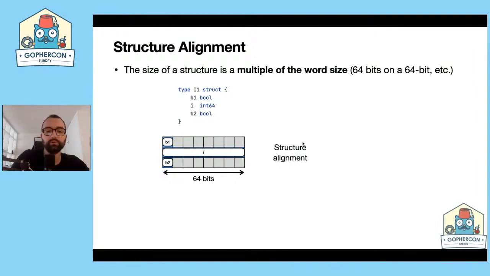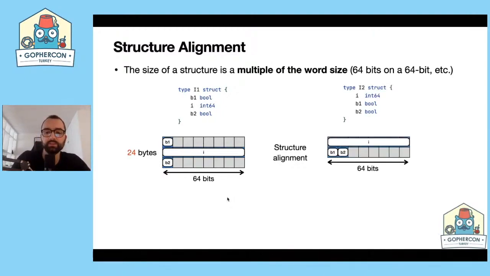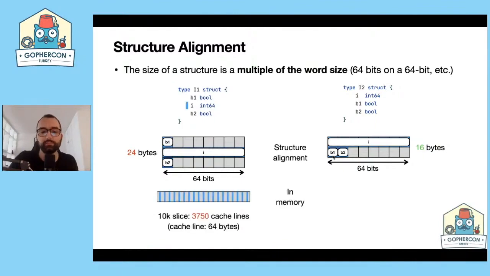And that's what we call structure alignment, because everything is aligned, is a multiple of the word size. So in this very case, we have 24 bytes. And on the right-hand side, we have this slight modification. Does it change something? Kind of, because as you can see here, first we allocate the int64, and now we have the two Booleans, but they can both fit into the same block, right? So in memory, it's gonna take us only 16 bytes.